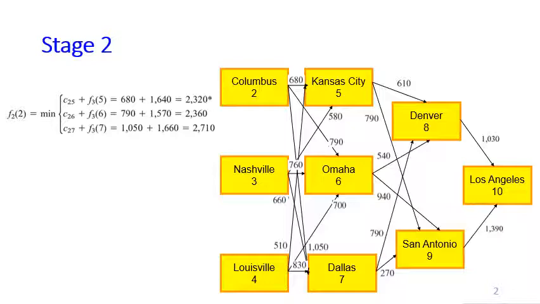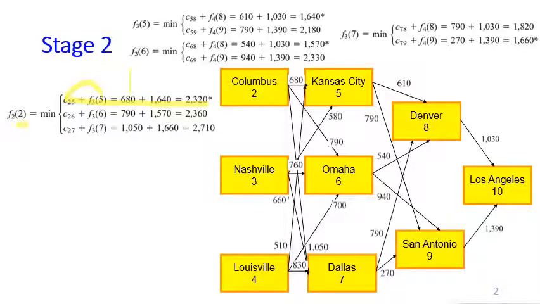For example, if we are in stage 2 and we begin day 2 in city 2, Los Angeles, then we have these three options. Let's say we want to calculate the distance from Columbus to Los Angeles. If we decide from Columbus going to Kansas City, we take the sum of the distance from Columbus to Kansas City plus F35. F35 has taken care of two options, from 5 to 8 and 5 to 9, and then it has told us that the better option would be from city 5 going to city 8.